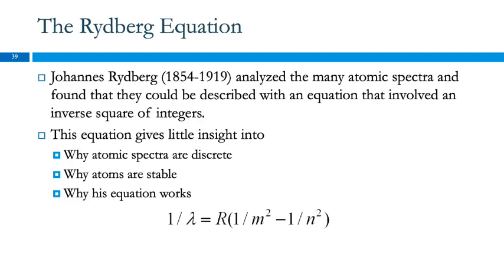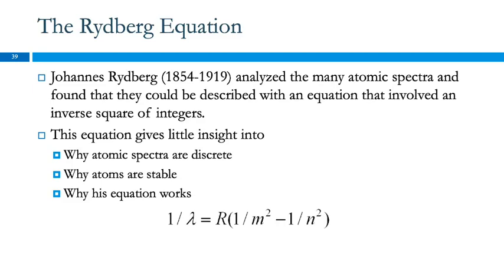So a guy named Johannes Rydberg, back in the 1800s, analyzed many atomic spectra and found that they could be described with an equation that involved an inverse square of integers. Now this is based on just looking at the numbers and trying to find an equation that matches the numbers. There's no understanding or explanation of why. It's just saying, I came up with this equation that matches up with all of this stuff. It's an accomplishment, but it doesn't really give us any insight into what's going on here.